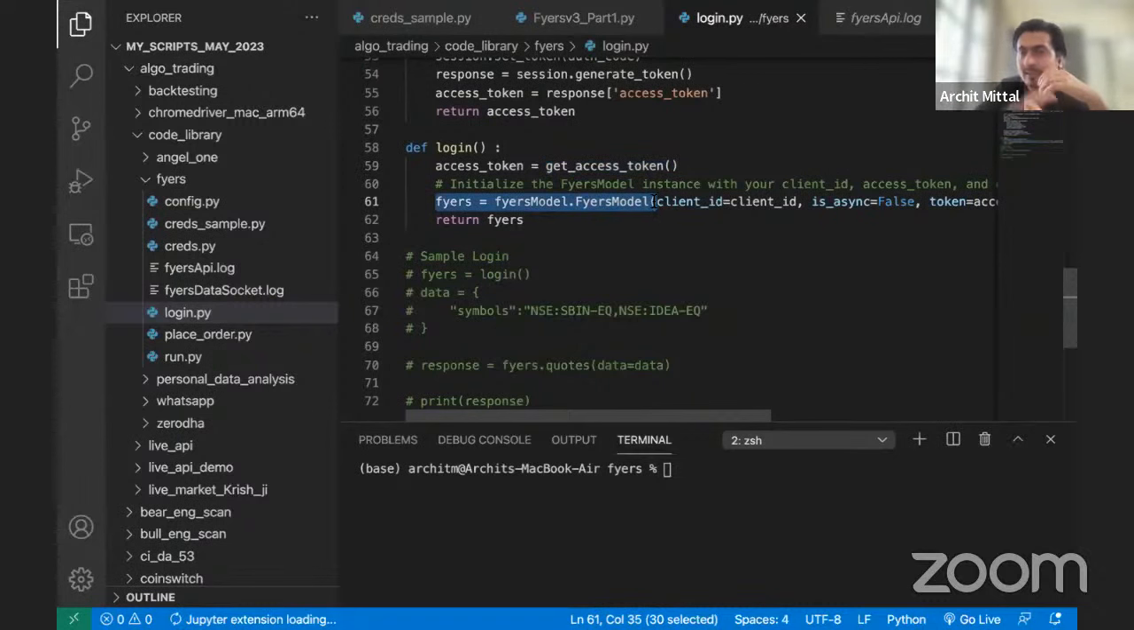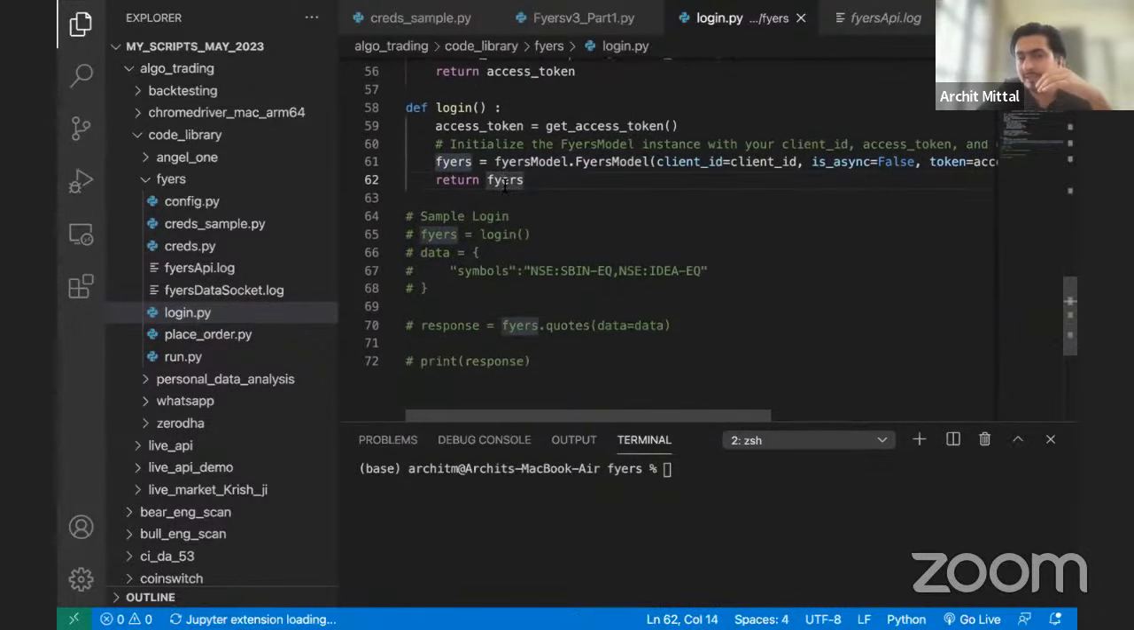This is FYERS's thing. There is nothing you have to remember. This is created by FYERS only. In the FYERS documentation, you just write this line. And then when you are returning FYERS, you are giving a FYERS API. This is your waiter. The name of the waiter is FYERS.